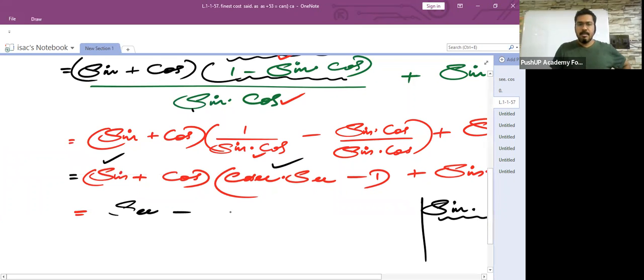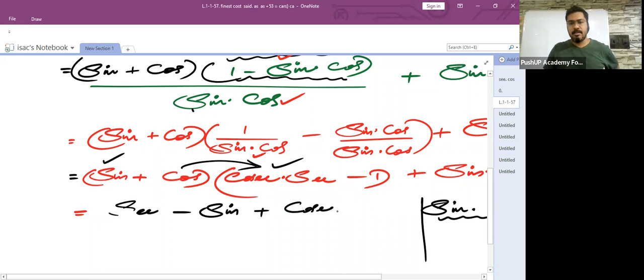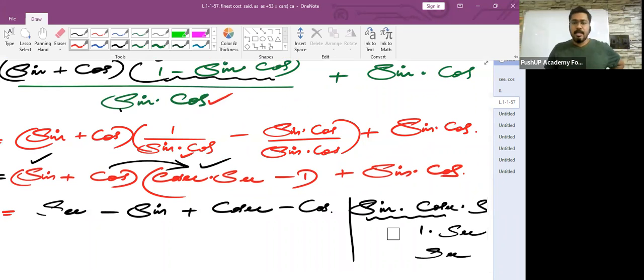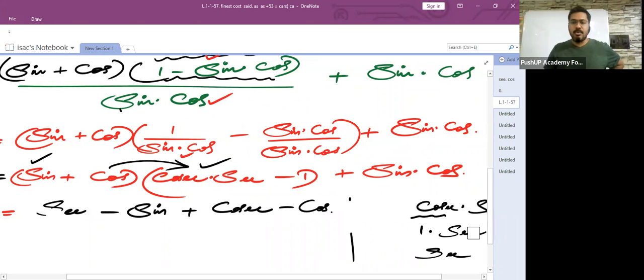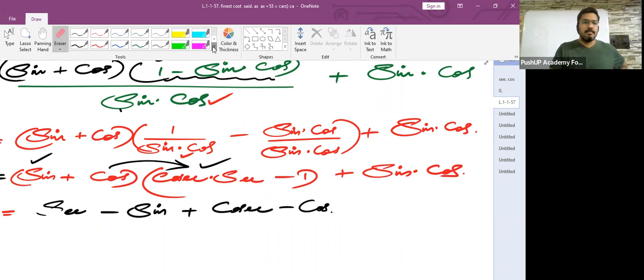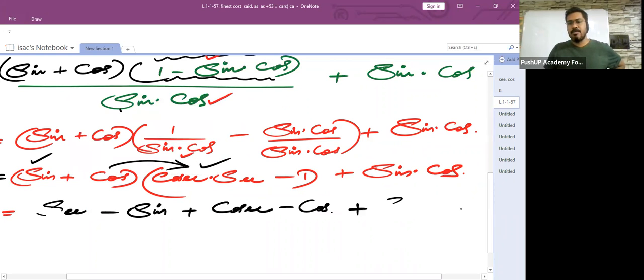Now, multiply cos with cosec into sec. What do you get? Cos into sec is 1. So you will get cosec. Okay. Then cos is getting multiplied with minus 1. So you get minus cos. And then you have plus sine into cos, isn't it? Let me write it here. Plus sine into cos. Is it helping out? No?